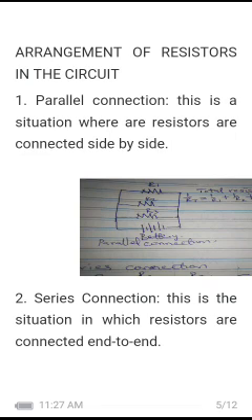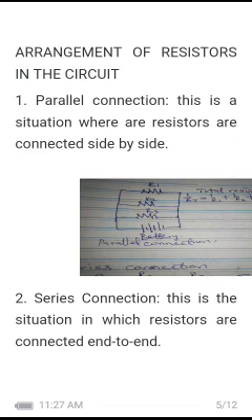Now, we have the parallel connection. When you are connecting resistors in a circuit, we have a parallel connection. This is the situation where all resistors are connected side by side. As you see in the picture below, you have R1, you have R2, you have R3, something like a wavy line. That is the circuit symbol for resistors.